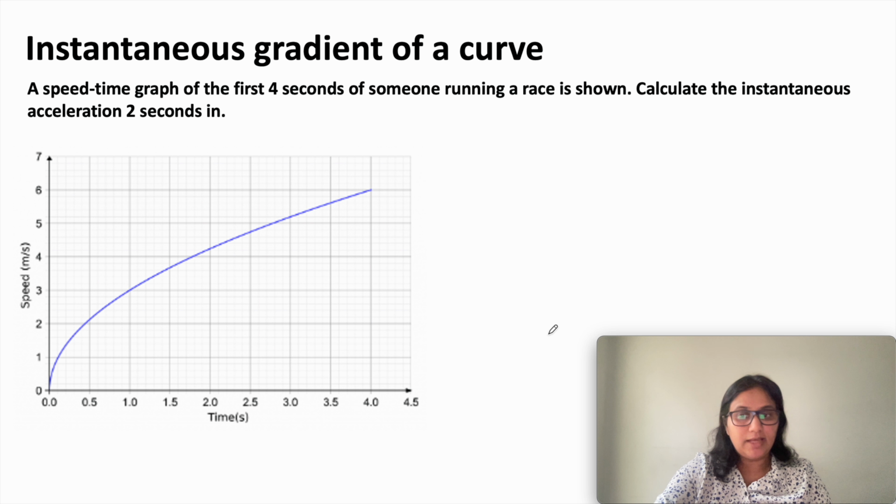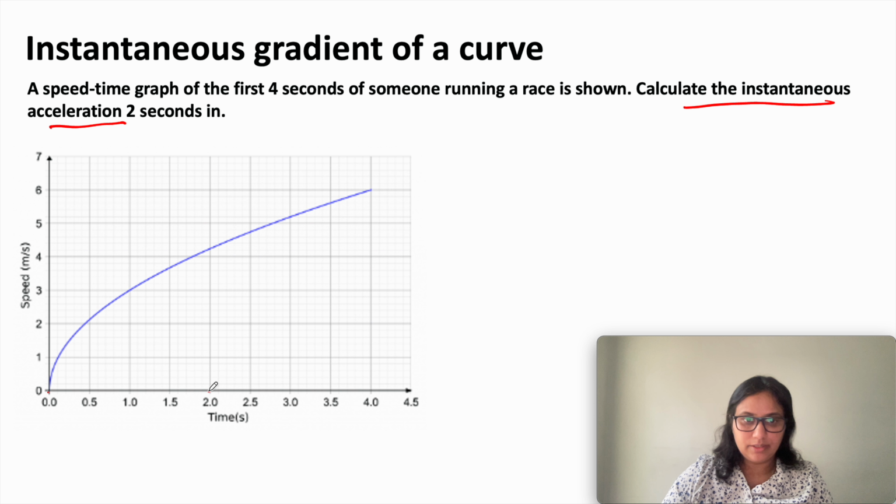We calculated the average acceleration. What happens if they ask us to calculate the instantaneous acceleration at 2 seconds? We calculated the average acceleration for the same graph by connecting 0 and 4 seconds, then we drew a straight line. But how do we calculate the instantaneous acceleration at 2 seconds?